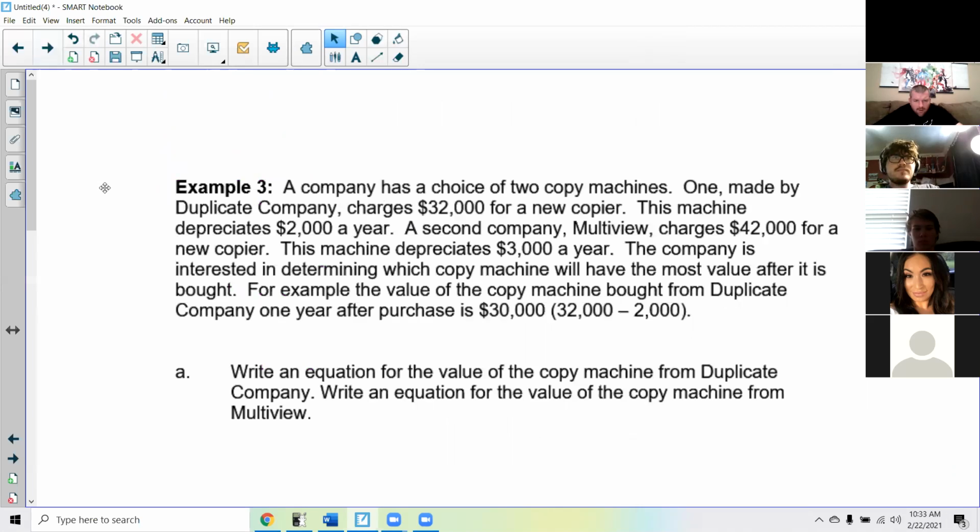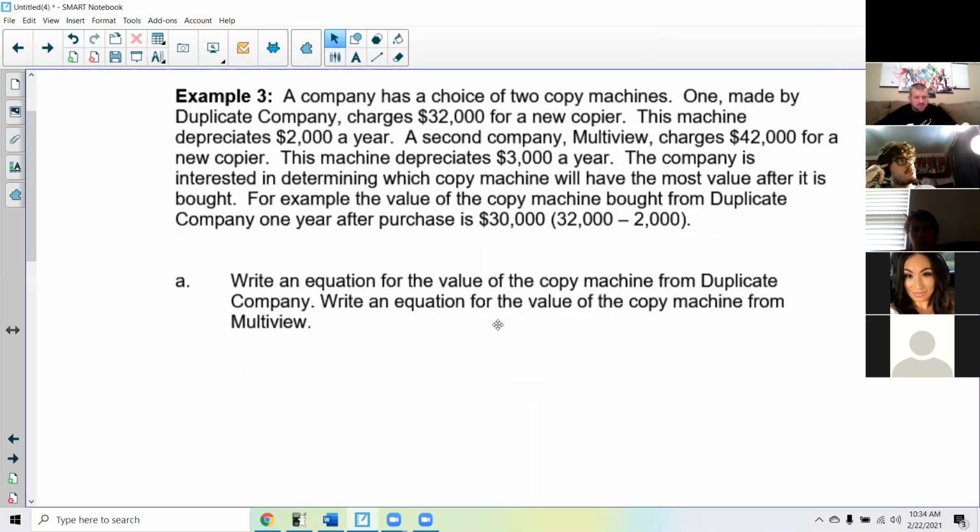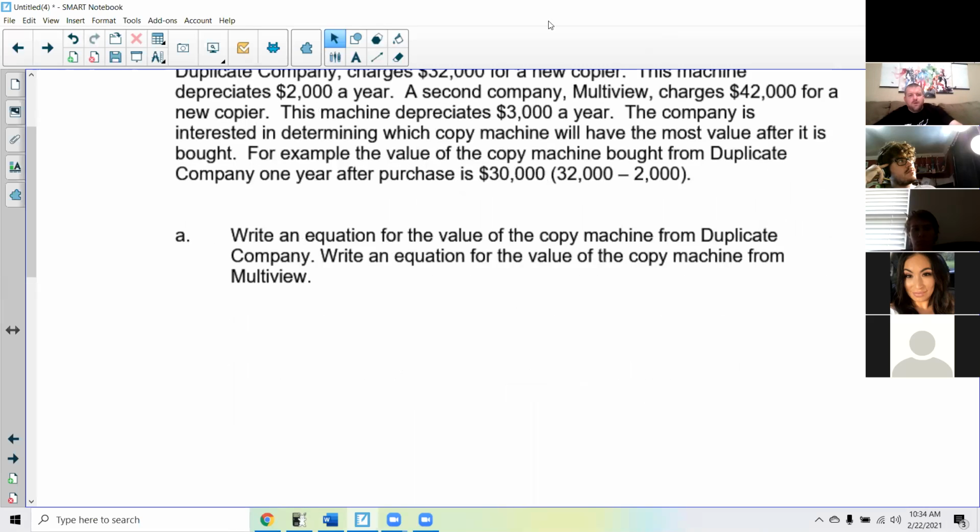Let us try this one. Okay, we're going back to the copy machine. A company has a choice of 2 copy machines, one made by Duplicate Company, which charges $32,000 for a new copier. That was the first example we did. This machine depreciates at $2,000 a year. The second company, Multiview, charges $42,000 for a new copier. This machine depreciates at $3,000 a year. The company is interested in determining which copy machine will have the most value after it is bought. For example, the value of the copy machine bought from Duplicate 1 year after purchase is $30,000, 32,000 minus 2,000. So it says write an equation for both copy machines.